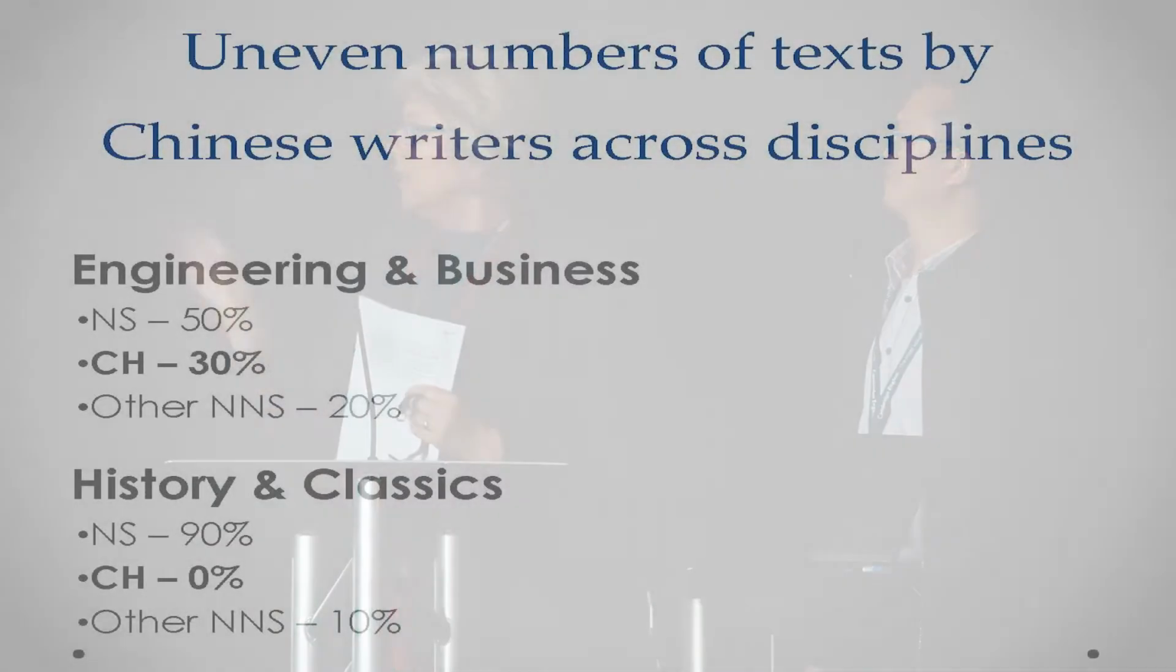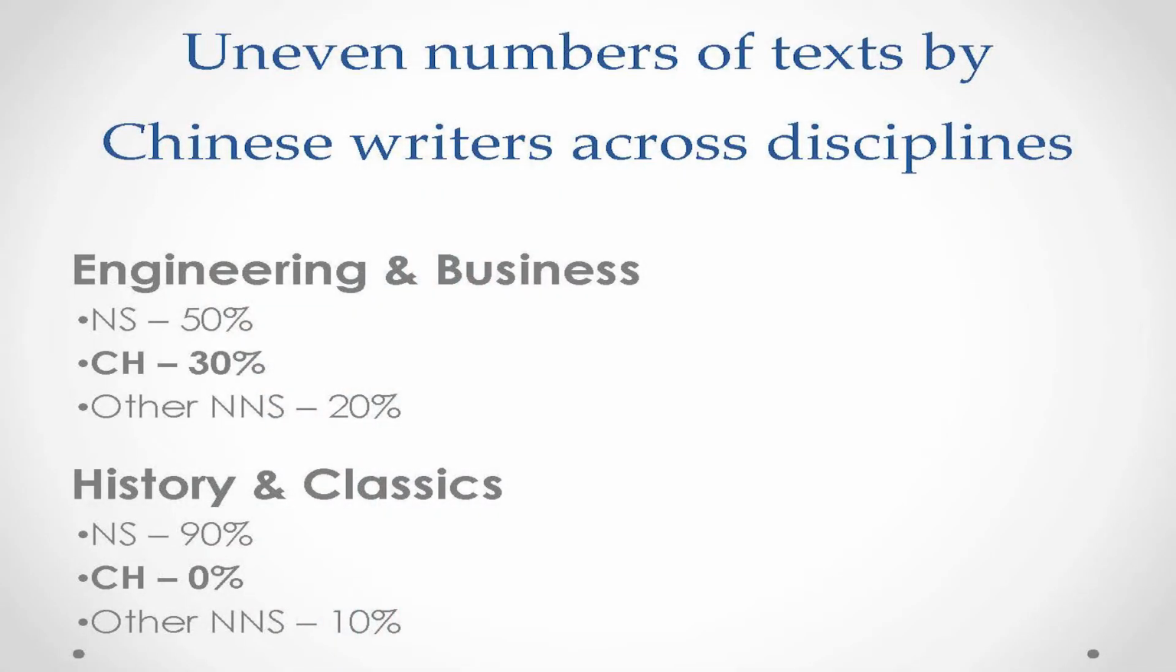One of the reasons that it wasn't really designed is that Chinese students are not equally distributed across the university, and good Chinese student writing is not distributed equally across the university. So if you look at engineering and business, about 30% of the assignments were contributed by Chinese speakers. If you look at history and classics, we have none. So it's not going to be an even distribution.